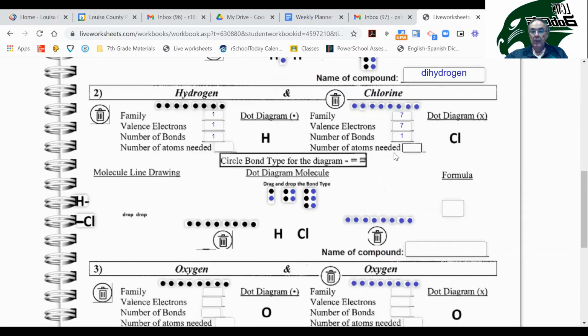Now we're going to circle the smallest number of bonds, okay? And the smallest number is 1, so we know that the hydrogen is going to single bond, and so is the chlorine. So since they're both going to single bond to each other, we're going to need 1 of each. So we're going to have 1 hydrogen bonded to 1 chlorine with this single bond. Now, the dot diagram for hydrogen should have 1 dot. And the dot diagram for chlorine, because it's in family 7 and it has 7 electrons, should have 7 dots in its dot diagram.